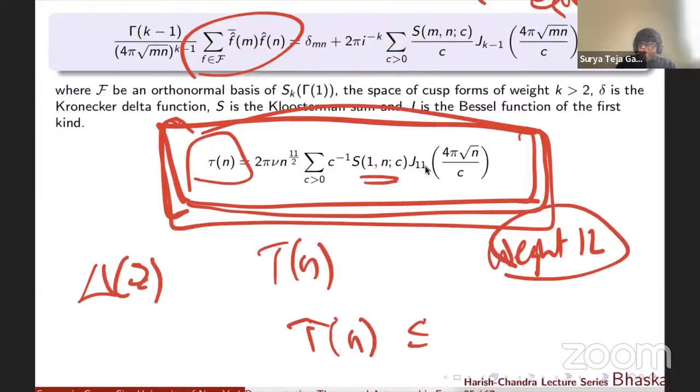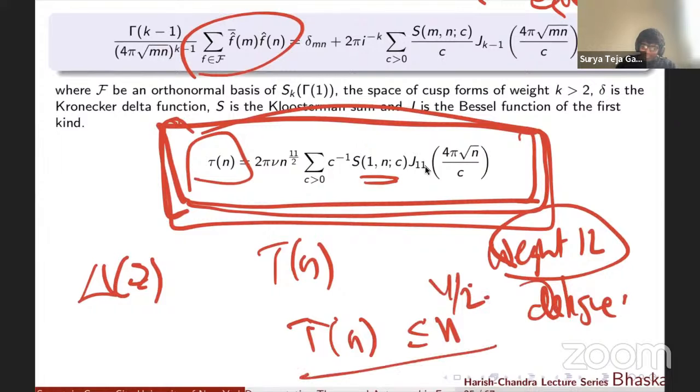But if you want to do it explicitly, by Deligne and some high-powered machinery, you can easily prove that tau n is at most n to the 11/2 plus epsilon.